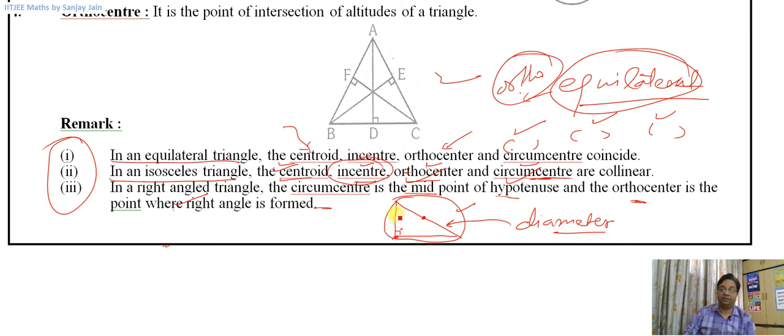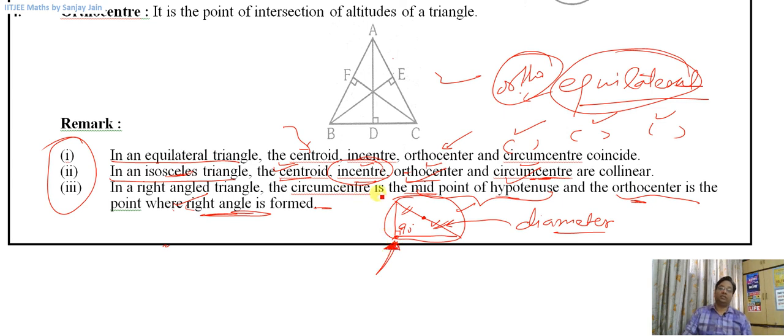So what I have said here is I have taken a right angle triangle and drew a circle passing through the three vertices. Now you know from basic geometry that the hypotenuse is the diameter because this angle is 90 degrees. So the midpoint of the diameter will be the center. This is the midpoint of the hypotenuse, so it is the circumcenter. Now the orthocenter is the point where the right angle is formed, so this is the orthocenter in this triangle.